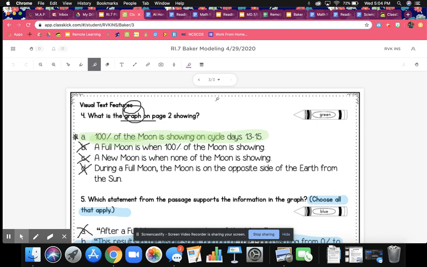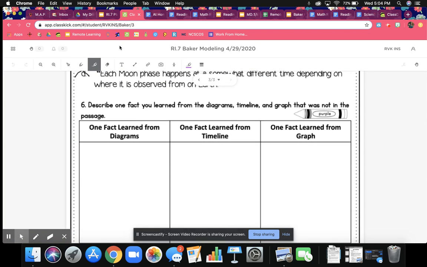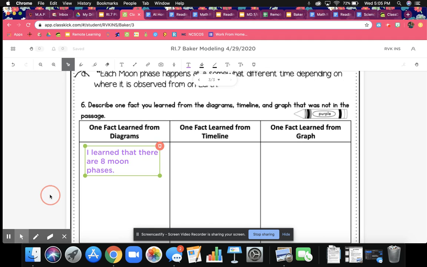So I'm going to go back. I highlighted it in purple. I'm going to use my text tool. One fact that I learned from the diagrams: I learned that there are 8 moon phases. And that's it. That's all you need to put.